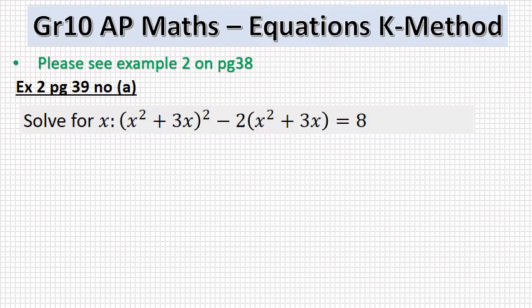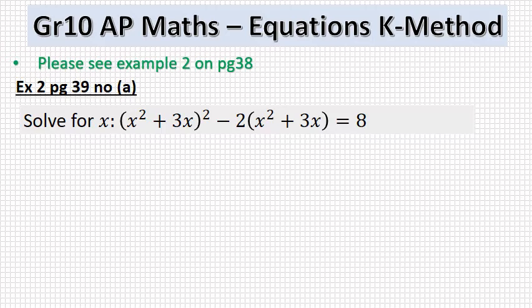Also, I've taken the examples from this presentation. They are from the exercise that you are required to do for homework today. It's number A and G, so obviously you don't need to do those, but you do need to do the rest of them. And then I would also appreciate it if you see example 2 on page 38 before this exercise, so that you've had ample exposure to the techniques you are about to learn.